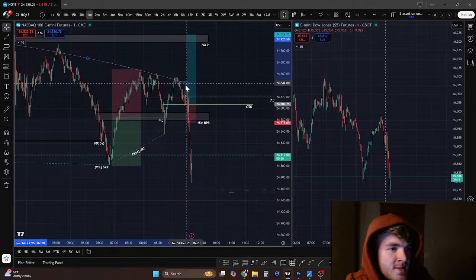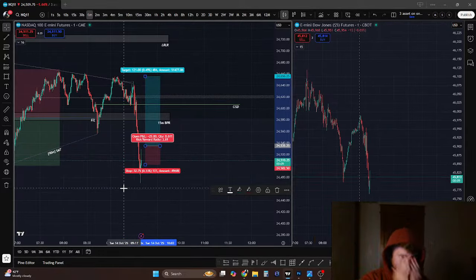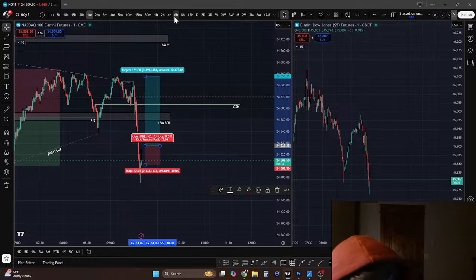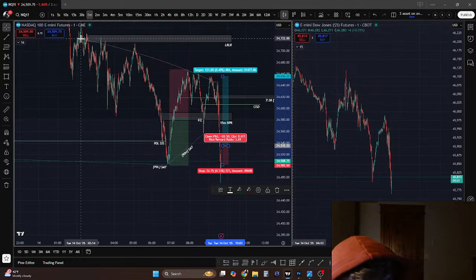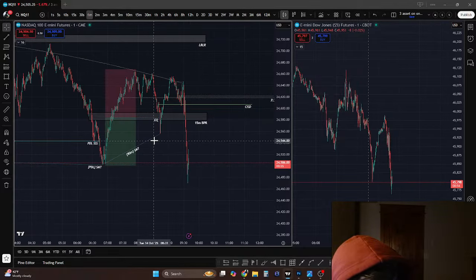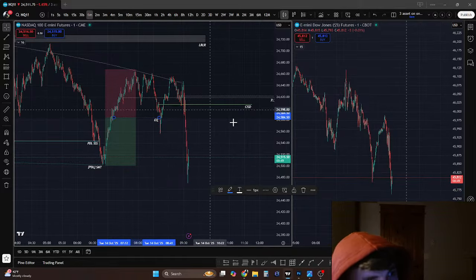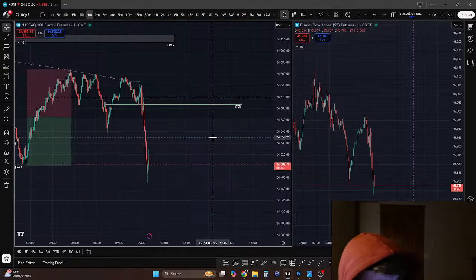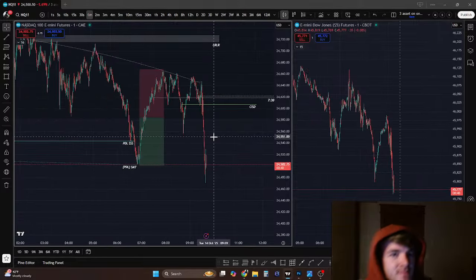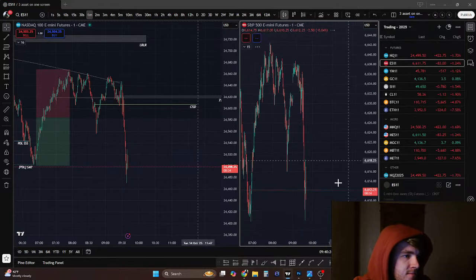So, yeah, nice high resistance liquidity. But that's not a rule. It's all about understanding the narrative. Like, theoretically, if I knew this was Judas swing, then I could have traded the Judas swing to the downside. So obviously this was high resistance. No, that's not a rule. That's not a rule, bro.